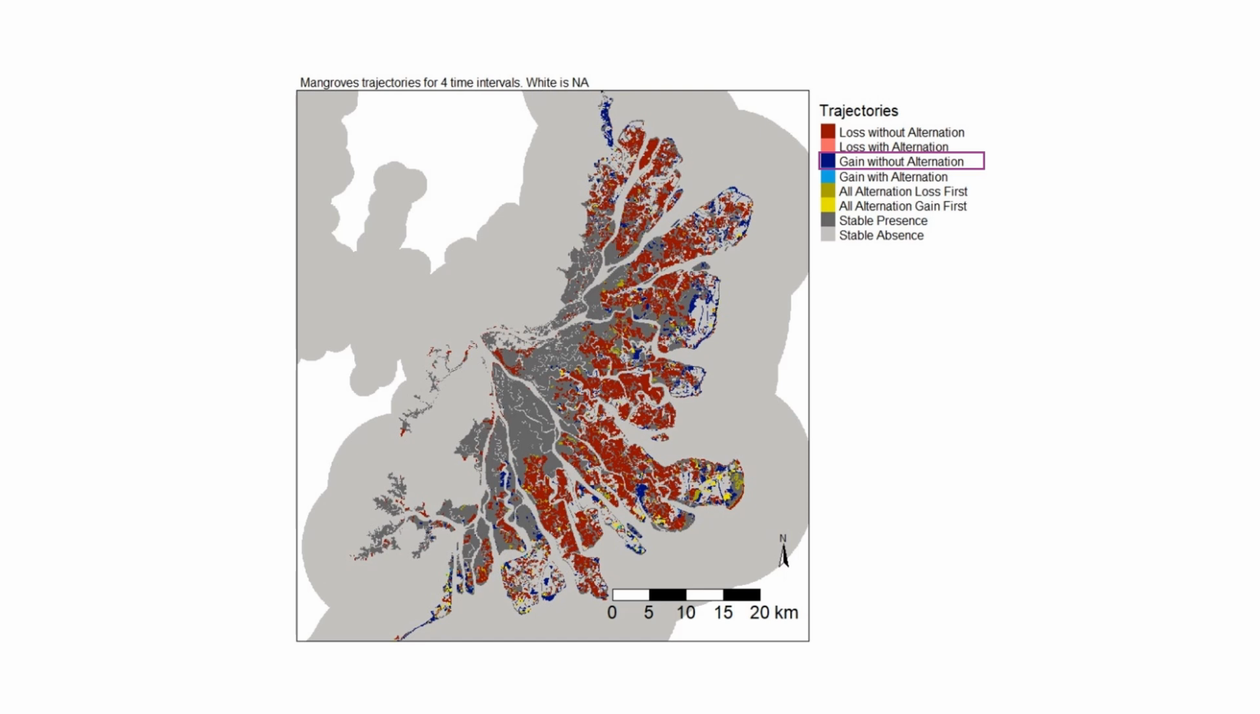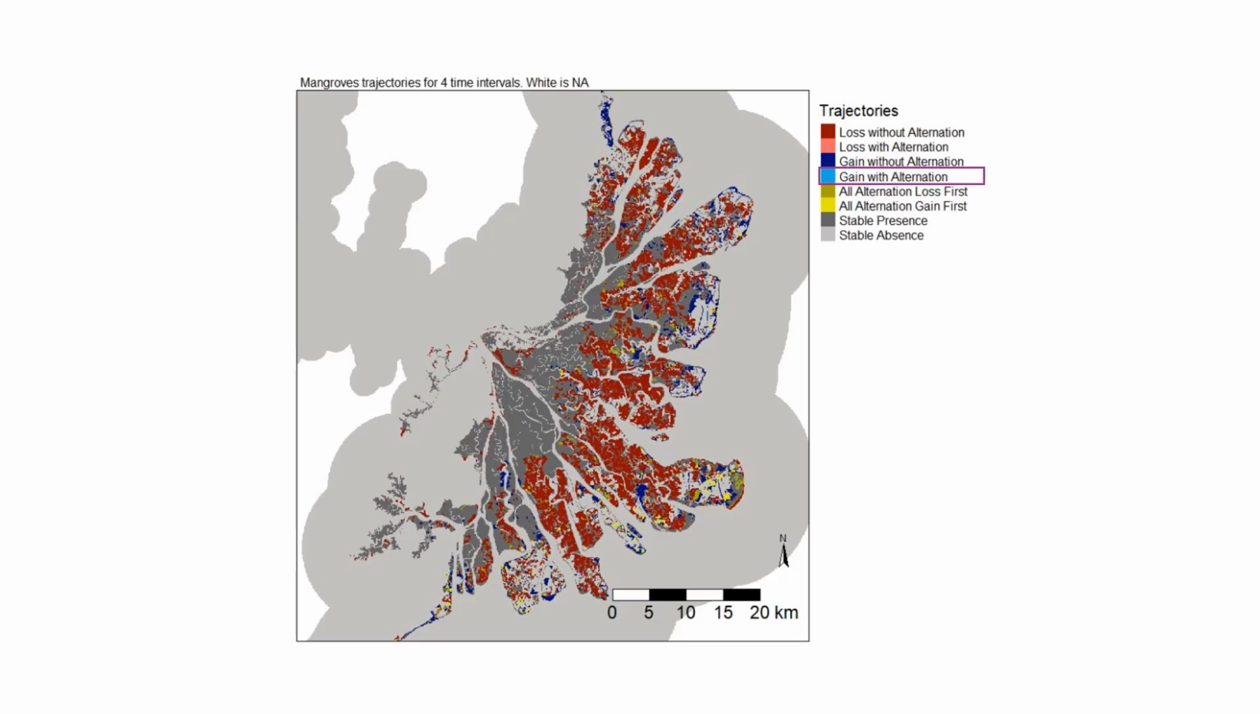Trajectory number 3, gain without alternation, denoted by blue in this map, represents the trajectories where at the first time point there's an absence of the category being studied, and at the last time point there's a presence of the category being studied, and there's never any shift in those pixels from having the category to not having the category. Trajectory number 4 is gain with alternation, denoted by the cyan pixels on the map.